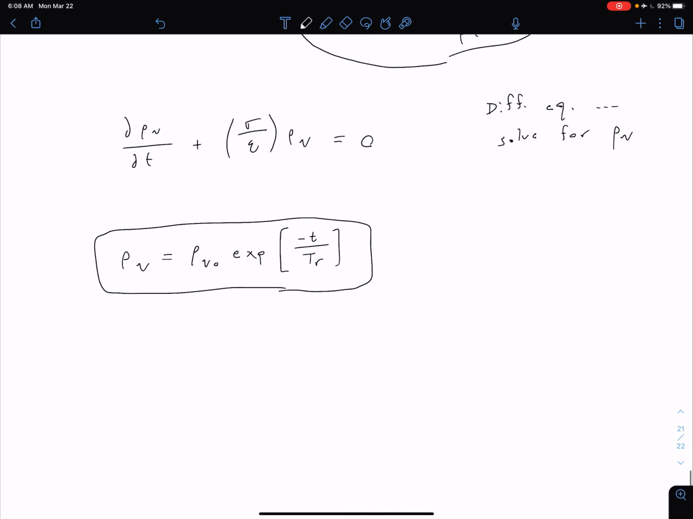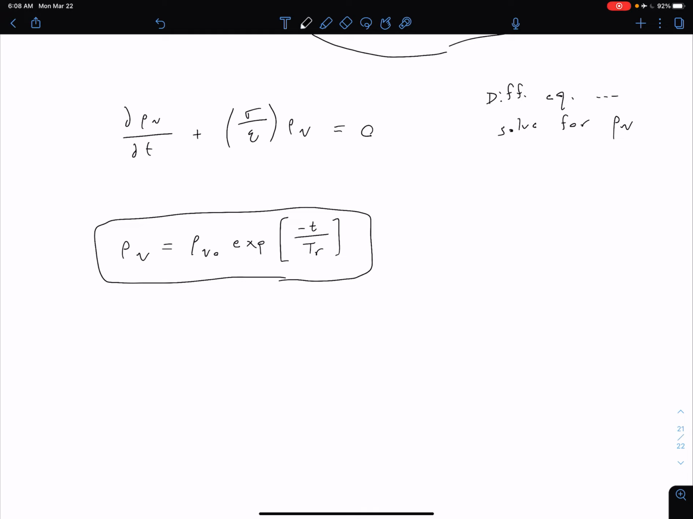So let's define a couple of things here. First, let's start with that rho V naught out front. This is just going to be our initial volume charge density.